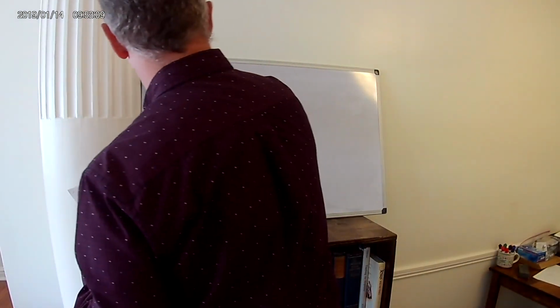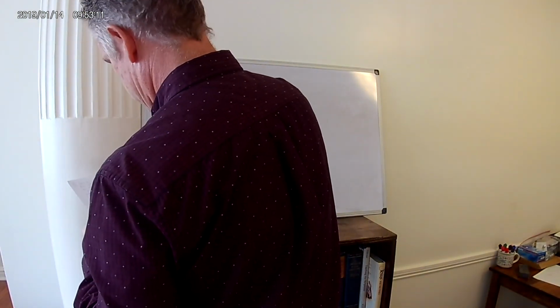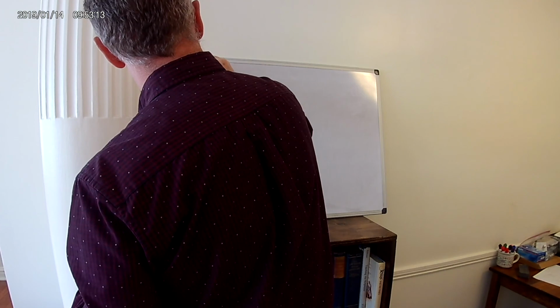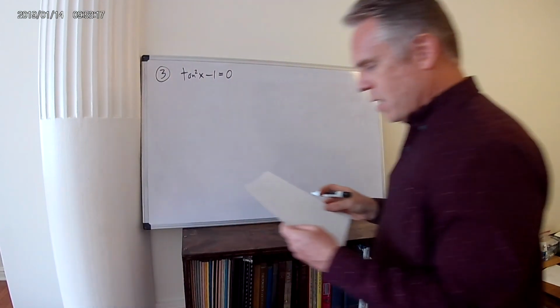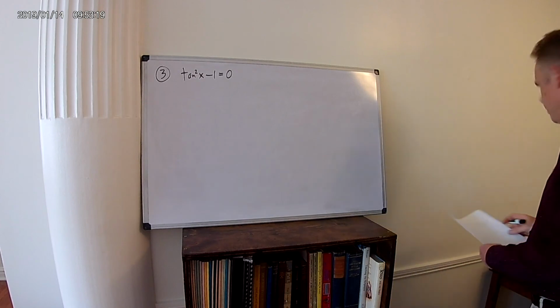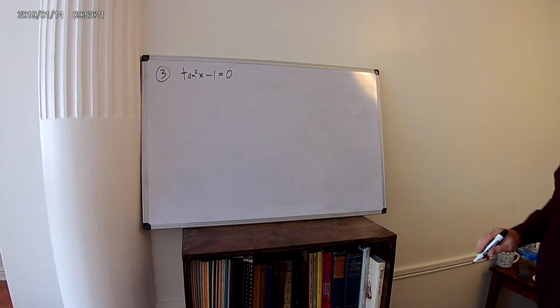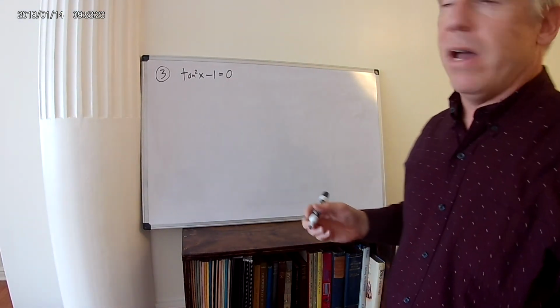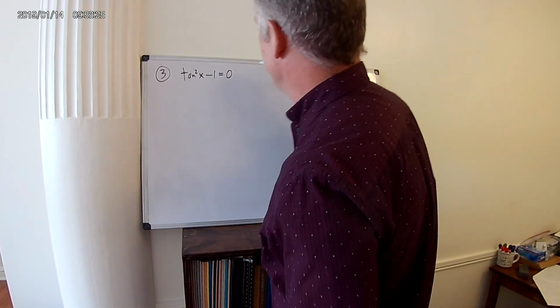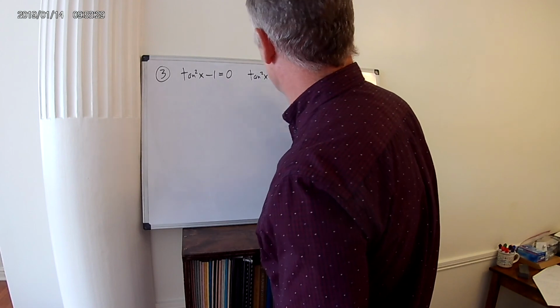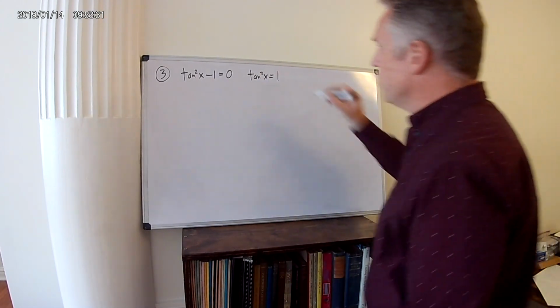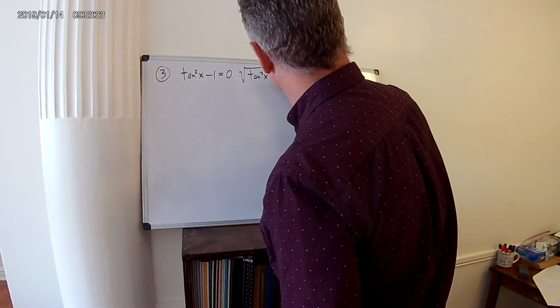Our third example is the equation tan squared of x minus 1 equals 0. We want to solve this equation for x. What we want to do again is isolate tangent of x. So the first thing I'm going to do is move the minus 1 to the other side. So I get tangent squared of x equals 1. The next thing I do is take a square root of both sides.